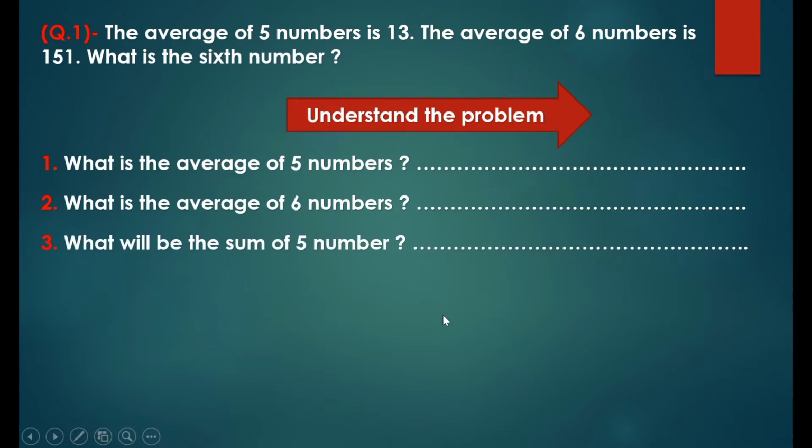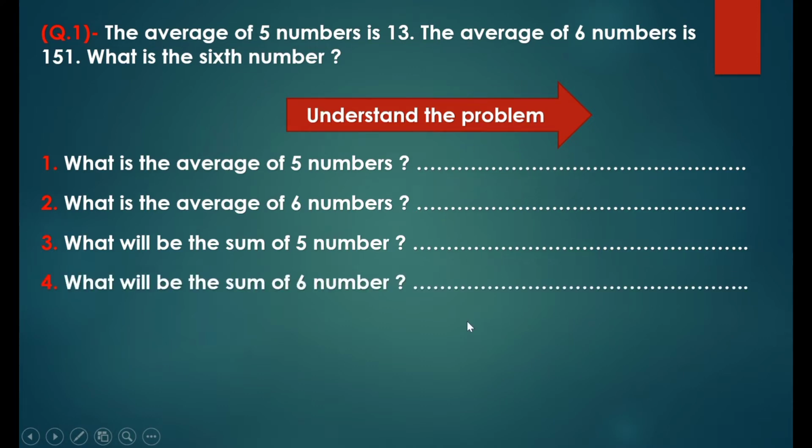But come to the third question, what will be the sum of 5 numbers? Now here is the difference, the average and sum are totally different. But here you have to find the sum of the 5 numbers, which is not given. Next, number 4, what will be the sum of 6 numbers? This also you need to find out, which is not given.